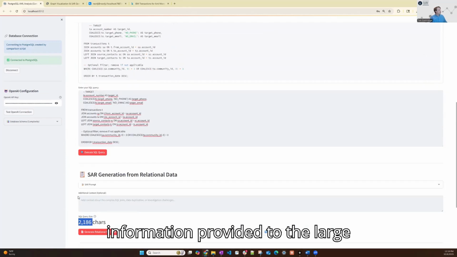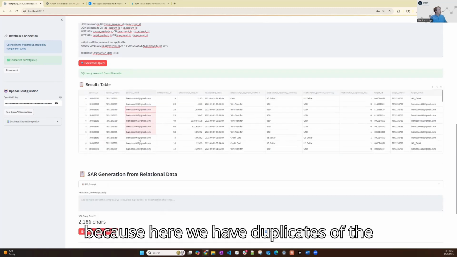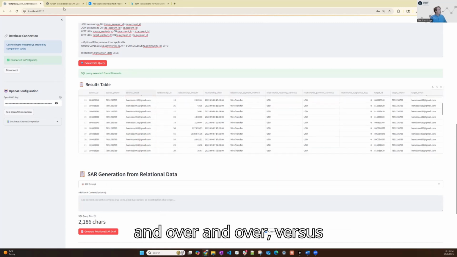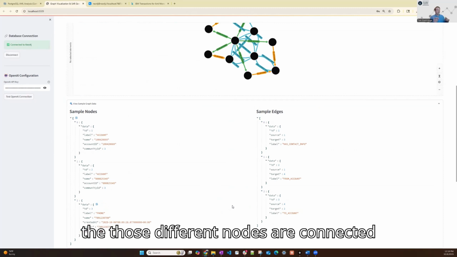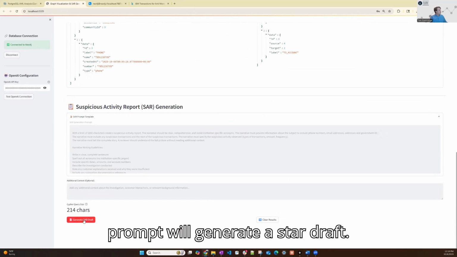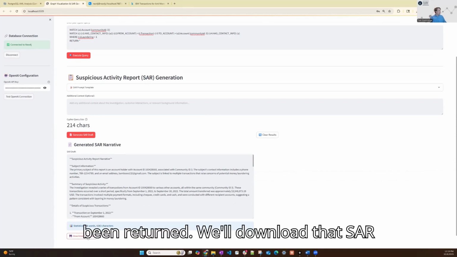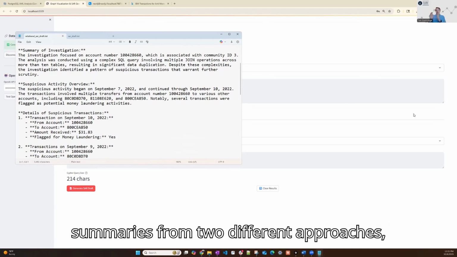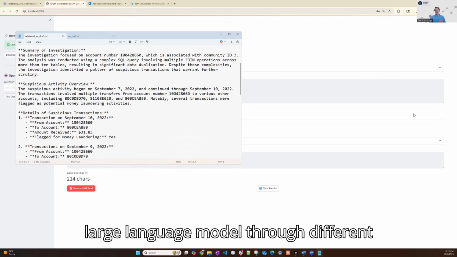And the information provided to the large language model is a lot more verbose, because here we have duplicates of the same nodes, if you will, over and over. Versus here, we just have a very concise list of the different nodes and then how all those different nodes are connected via edges. So with that same prompt, we'll generate a SAR draft. Okay, great. So now the SAR draft has been returned. We'll download that SAR draft here. Great. And now we have 2 different summaries from 2 different approaches, all the same information, but given to the large language model through different methods.